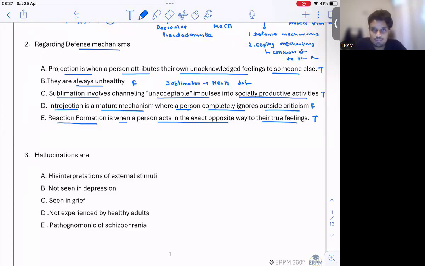So it's very important that you know the definitions of these various defense mechanisms and also coping mechanisms. Very important for your exams. Okay.